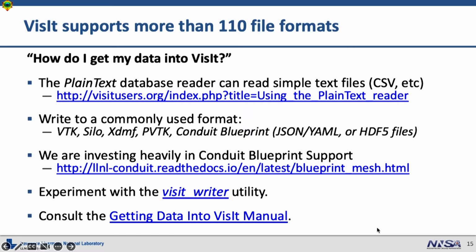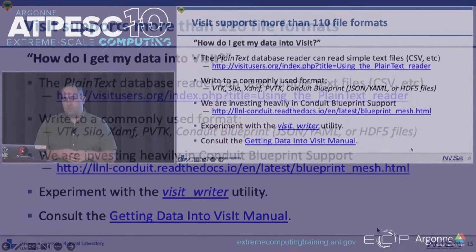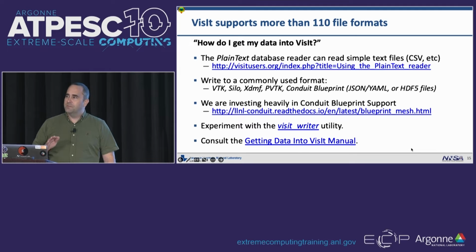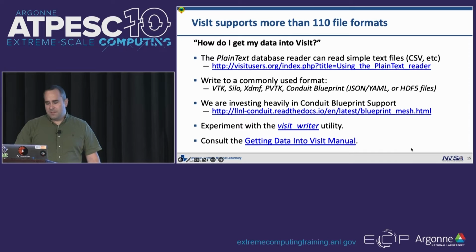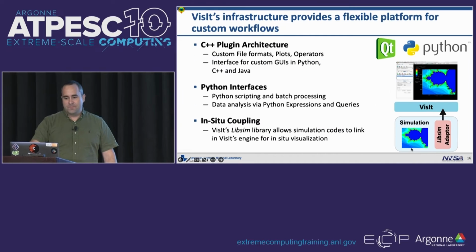The recommendation that we have, if you're just starting, is to use a commonly used format that lots of other people use. Examples are Silo, VTK, XDMF, some of the parallel VTK formats, and also Blueprint, which we've been investing in for a while, which allows you to write meshes in either JSON, YAML, or even HDF5 files. There's also a manual that can help you make decisions about this, and there's a writer utility that helps you, for simple cases, to look and compile and do things. Using a file format that other people are using is always a good place to start.